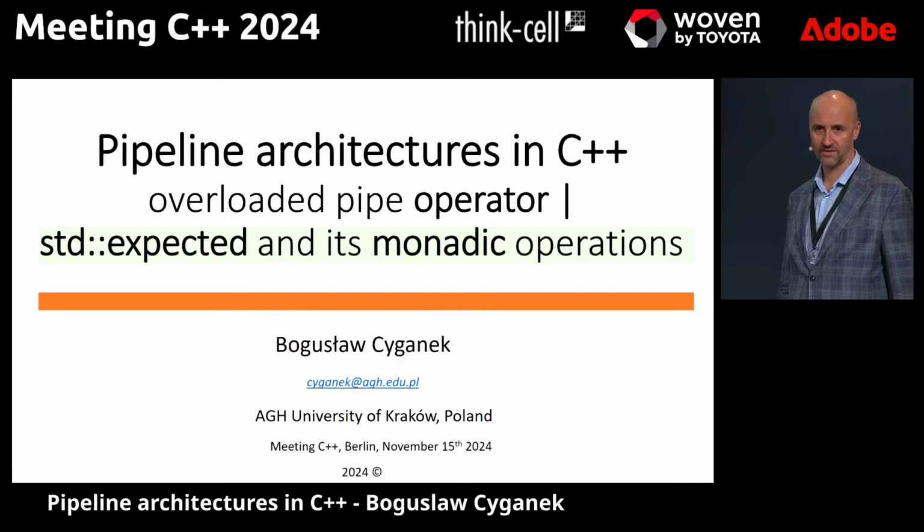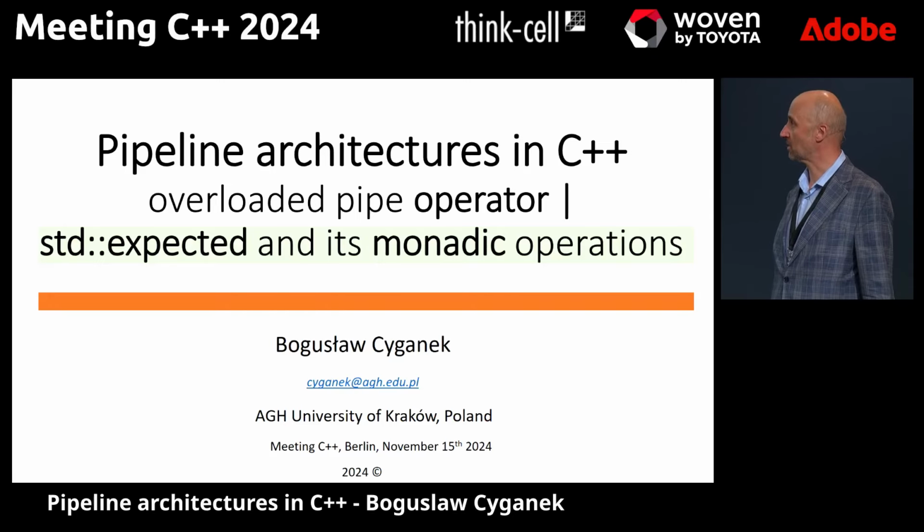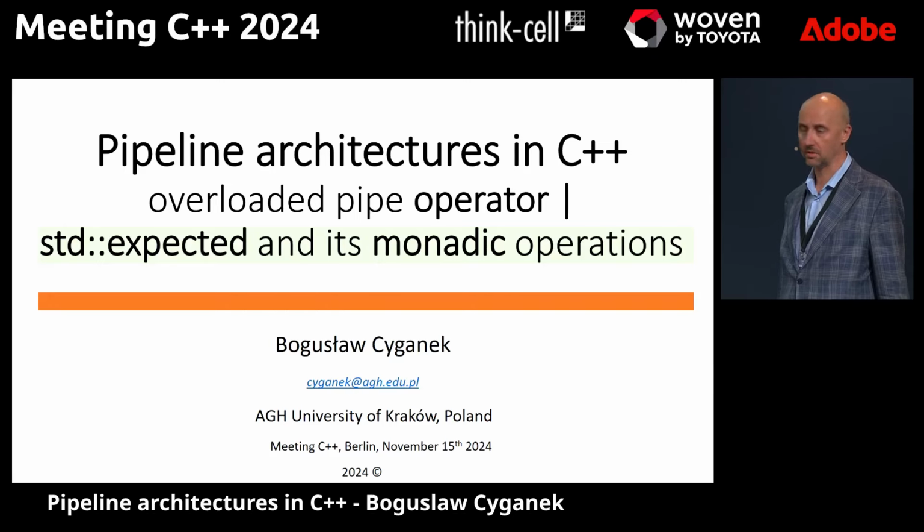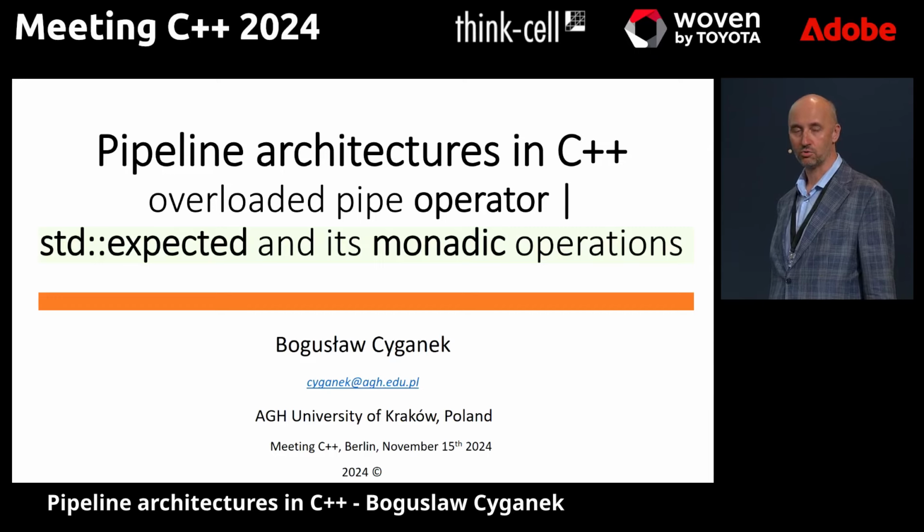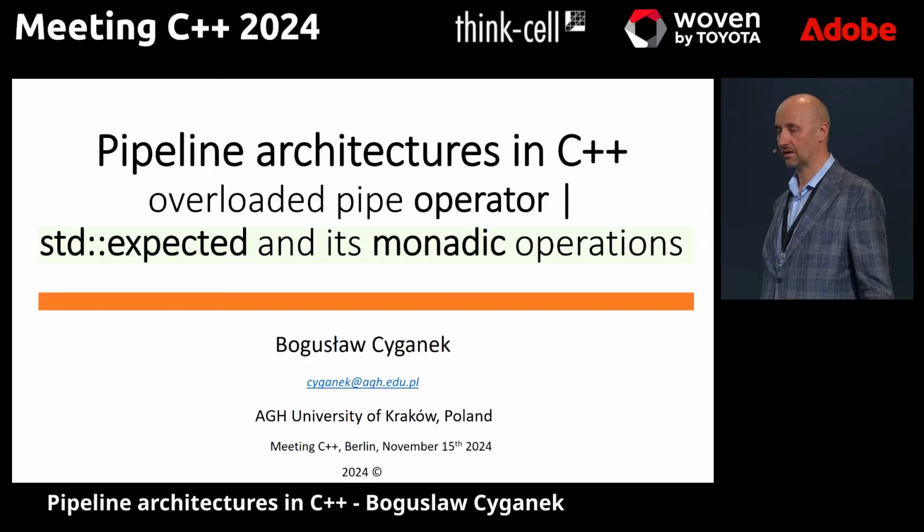My name is Boguslaw Cyganek. I came from Kraków in Poland, not far from here. I work at the AGH University of Kraków. So my normal work is doing some research. I'm a scientist. I have a group of PhD students. So we are working in computer vision, in AI, ML, edge computing, things like this.